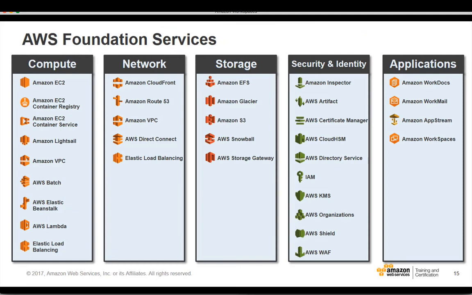So let's look at the network. There are 5 component parts here: CloudFront, Route 53, Virtual Private Cloud, Direct Connect, and load balancing. Well, here's the good news already. We've talked about VPC briefly. We're going to discover more about VPC later on when we get into the weeds on that. We've talked about load balancing, so I'm going to scrub that one out viciously.